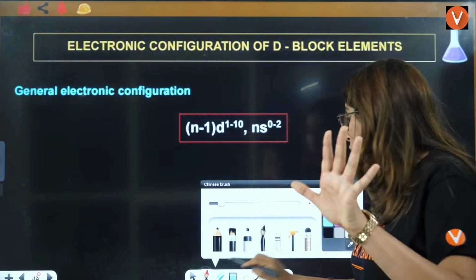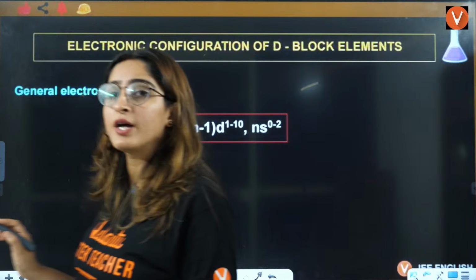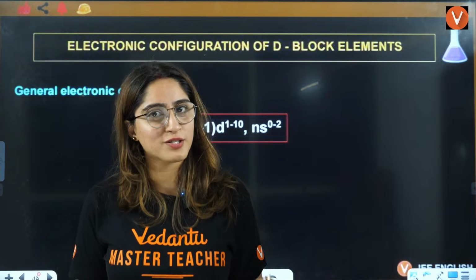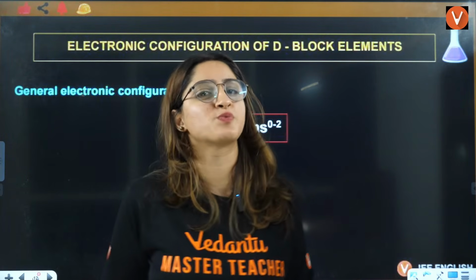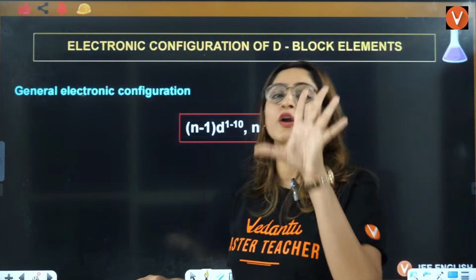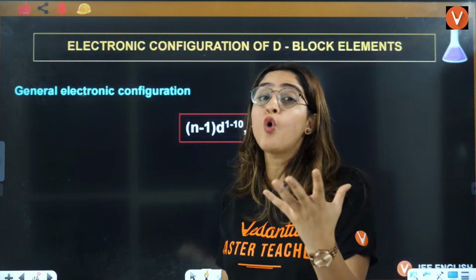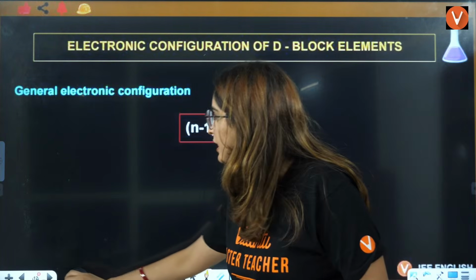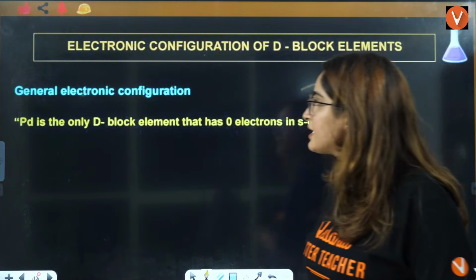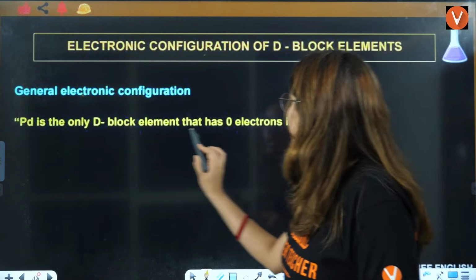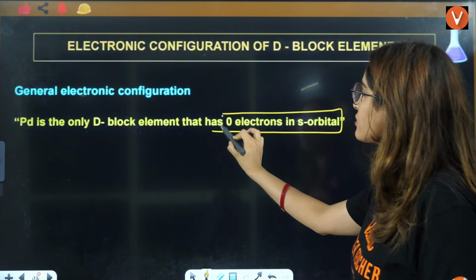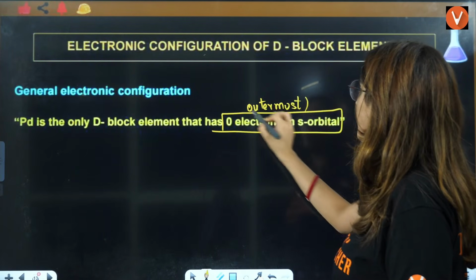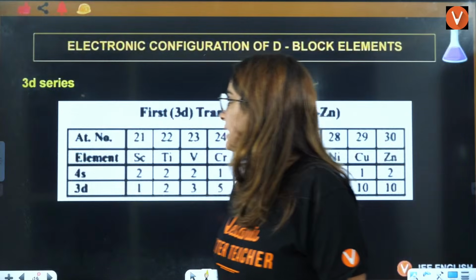If you have not gone through electronic configuration, if you are someone who is not in class 12th, who is a class 11 student, then I would not advise you to watch this lecture, because entire inorganic chemistry is based on electronic configuration. So first you have to know what electronic configuration is. This we have already seen. Now let's talk about palladium, the only d block element that has 0 electrons in its outermost s orbital.